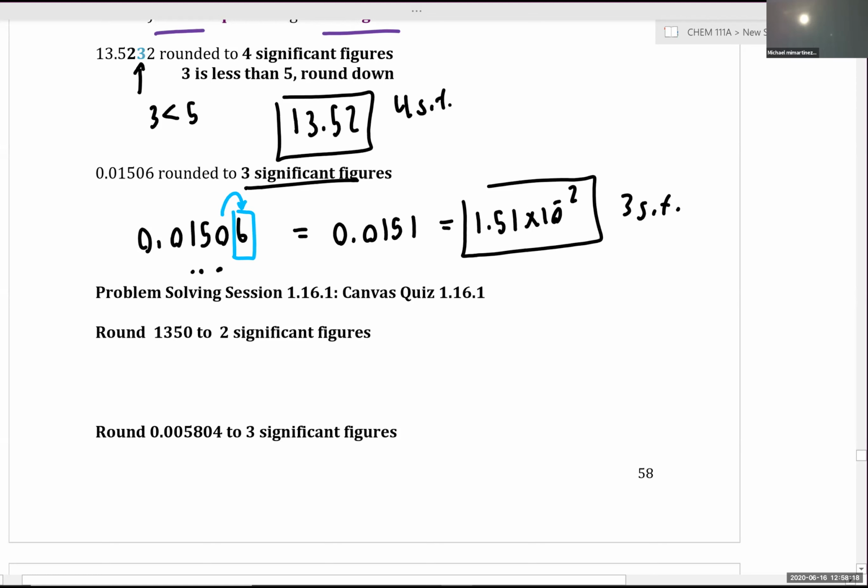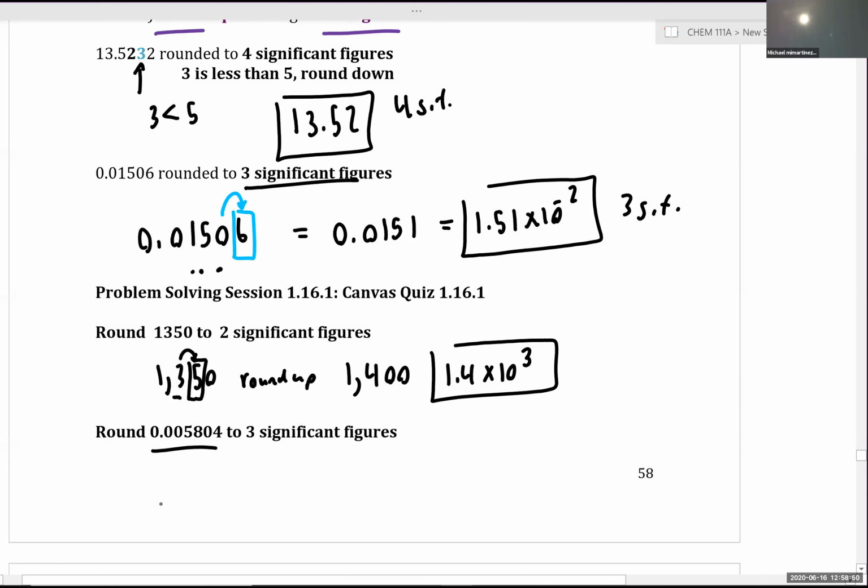So first and foremost, 1,350 rounded to 2 sig figs. So we box in, we look one space to the right of our 3. We box in our 5. We see 5 is greater than or equal to 5. So we round up. And that in turn gives us 1,400 that we can write as 1.4 times 10 to the third.